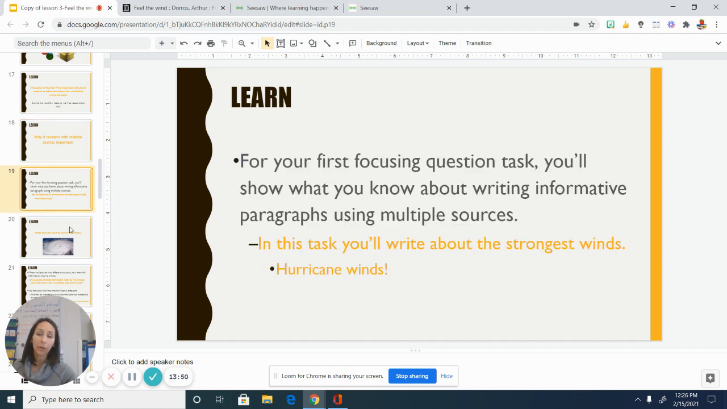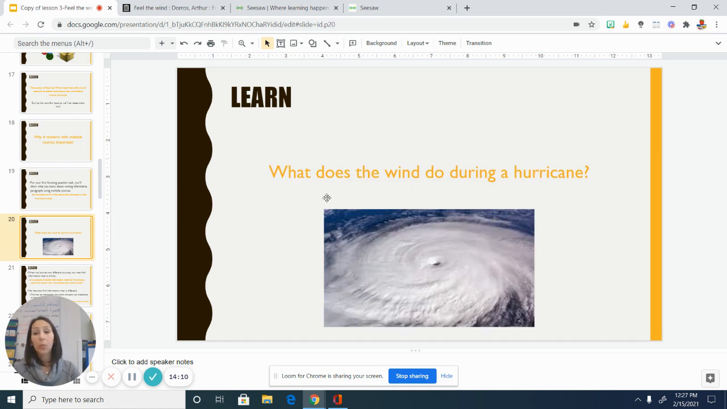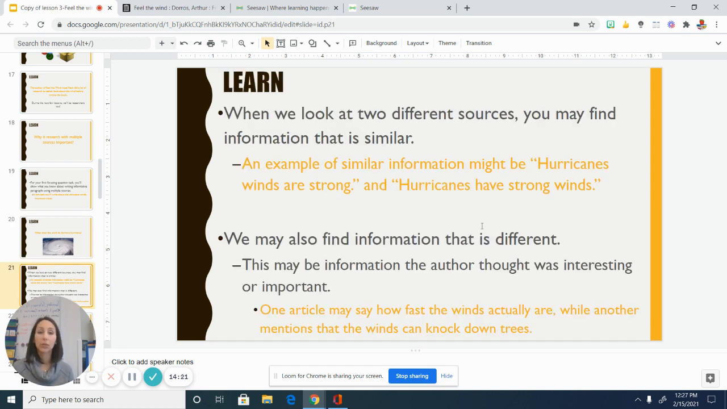So for your focusing question task, which we're not quite there yet, but when we do get to this, the first writing task, you're going to write an informative paragraph about using multiple sources. And you're going to be writing about hurricanes. And you'll be thinking about, what does the wind do during a hurricane? And you will look at different sources to help you answer this question. So what we're going to do today is practice looking at two different sources to find information and compare the information that we find in the two different sources.